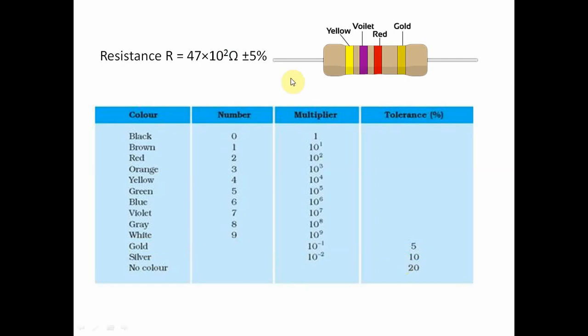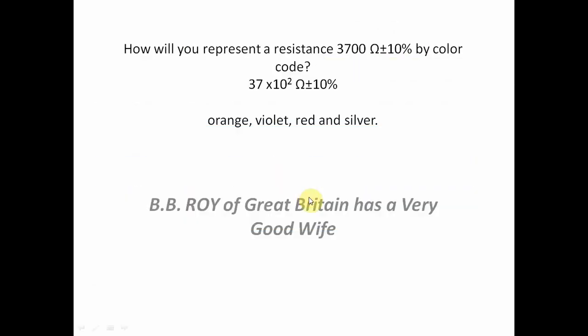So with the help of this table we can calculate the value of this carbon resistor. Let's take one more example. How will you represent a resistance of 3700 ohm plus minus 10% by color code?